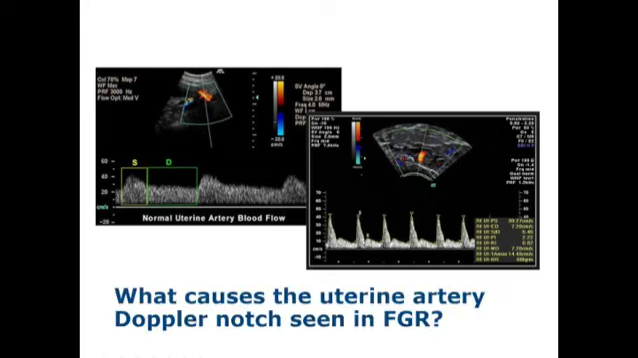One of the great mysteries of pregnancy is what exactly causes that notch. It's seen in fetal growth restriction, and it's seen in other conditions such as preeclampsia. It's generally a sign that the arteries downstream of the uterine artery are too high resistance. But what are the contributors to that?